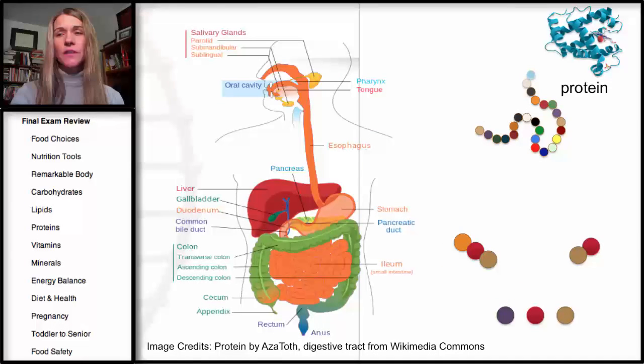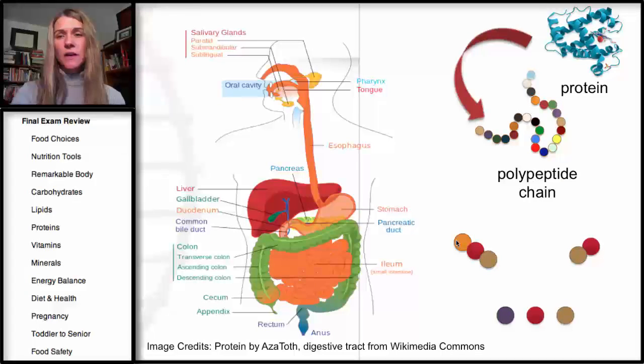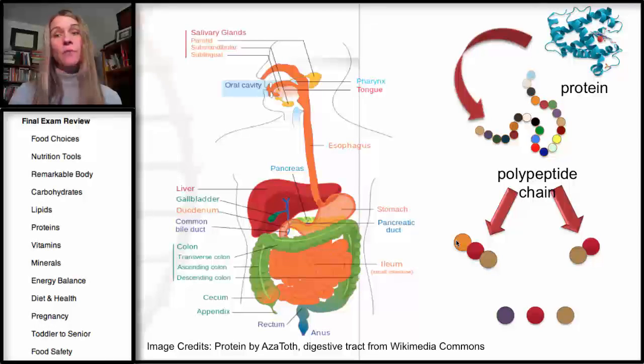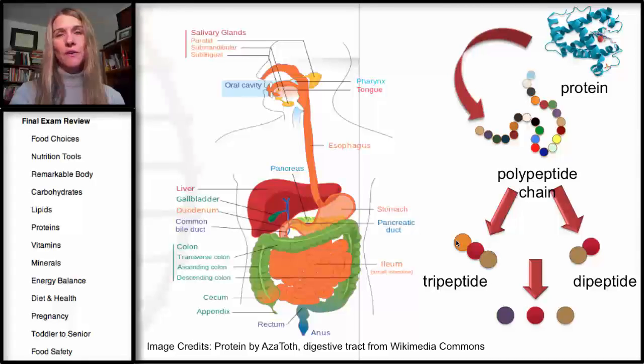So again, we start with our main protein, which goes to our strand, which we call a polypeptide chain, which is then broken down into either a tripeptide on the left, dipeptide, or single amino acids. And that's really when those single amino acids can be absorbed. Remember, that happens in the intestines, absorbed into the bloodstream.